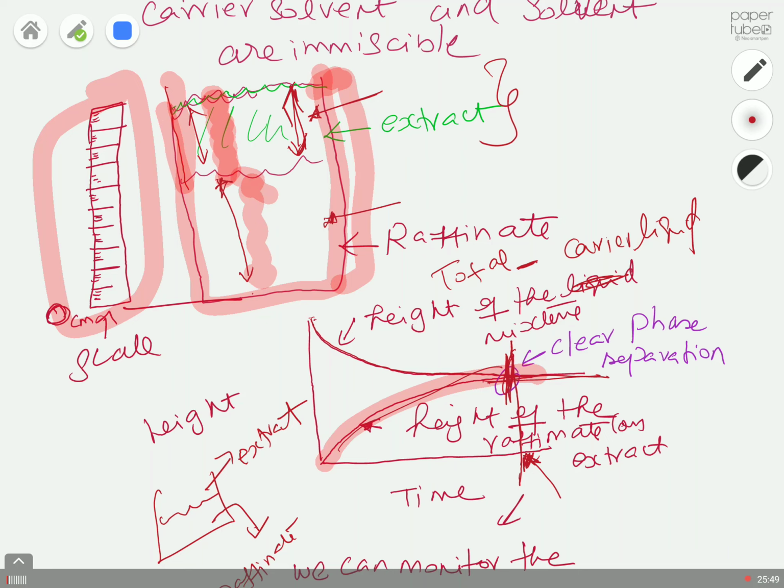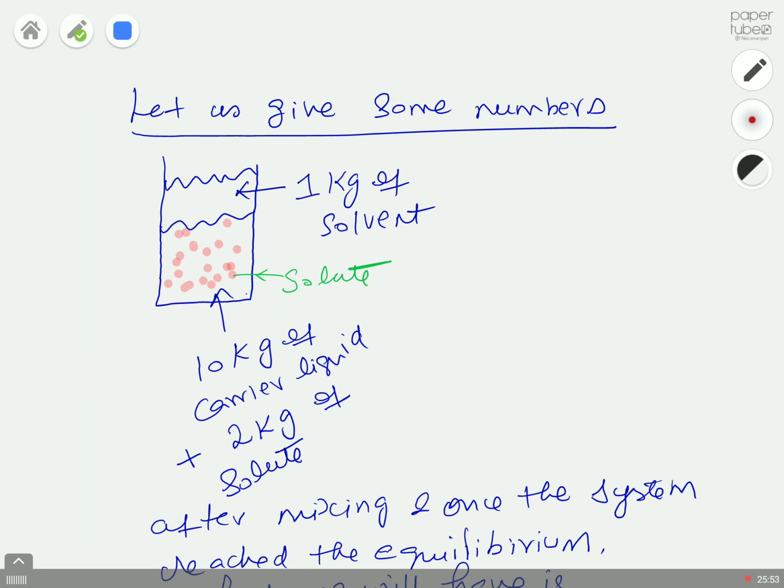So now we can give some numbers for this experiment. We have that setup. You have some solid particles, shown as pink dots, and just imagine in the bottom you have 10 kg of your carrier liquid that contains 2 kg of your solute. Both are completely miscible, so that's what you see in the bottom here. And then you now add 1 kg of your fresh solvent. For the moment it's assumed 100% pure.